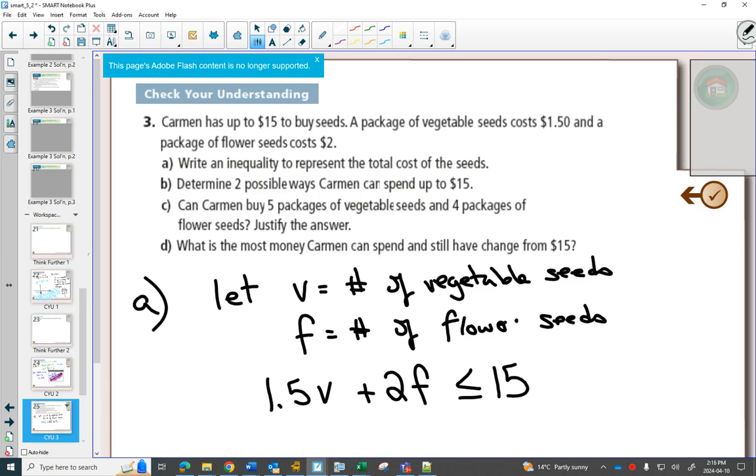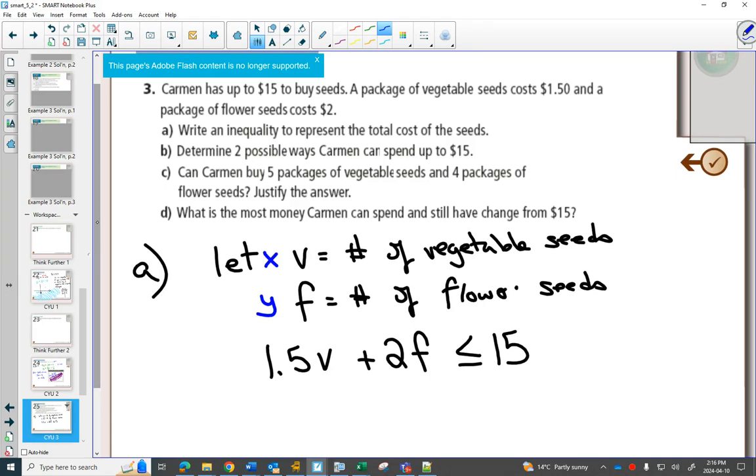Why is it sometimes nice? Like you could have chosen this as your X and this as your Y. It might make it easier for you to rearrange things because it's more familiar. Okay, but it's not wrong to use F's and V's. You just have to figure out which is your F axis, which is your X axis. So we already solved B. What do we have? 2 vegetables and 6 flowers.